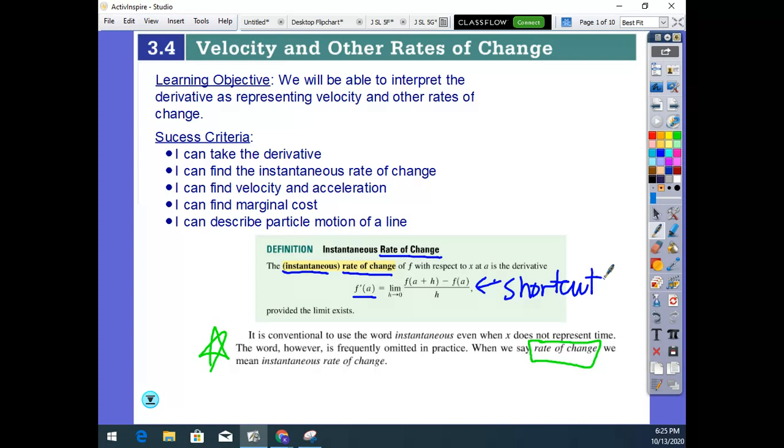Now, notice that the word instantaneous is in parentheses. If the word instantaneous is left off, if we just say the rate of change, we always mean instantaneous. The only time we mean average, we say average. Average means the slope of 2 points. Every other time, we're finding the limit as h approaches 0 of f of a plus h minus f of a all over h by using the shortcut.